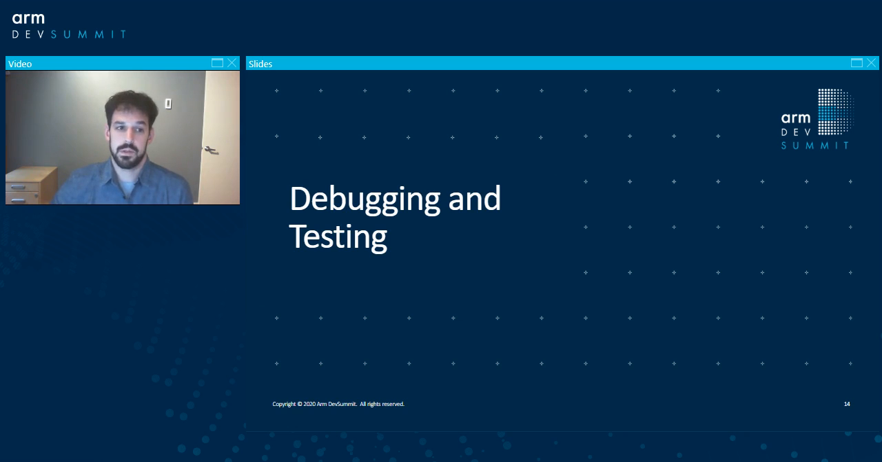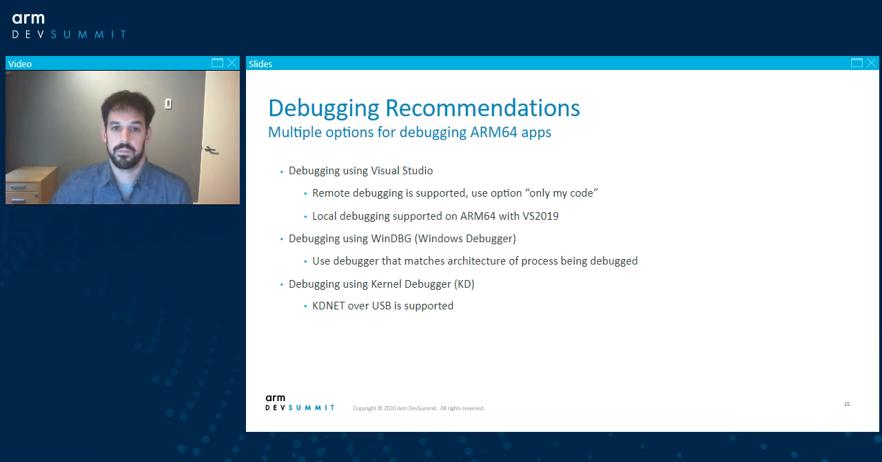So you have options when it comes to debugging. Debugging through Visual Studio is usually our recommended approach, and in particular, remote debugging is supported. So you could have a dedicated x64 development machine and then remotely debug to a device that you have, say, on the desk. And that actually works really well, and it's almost like local, though it isn't exactly local debugging.